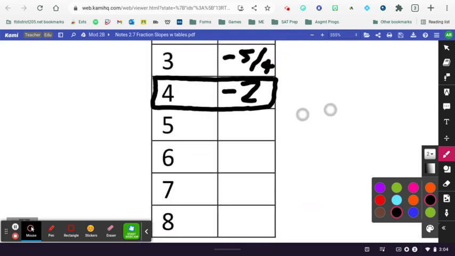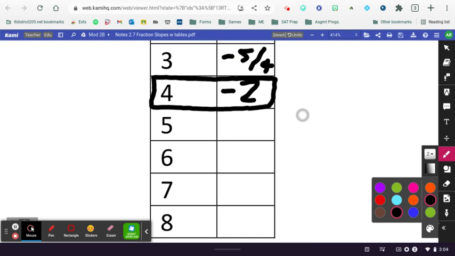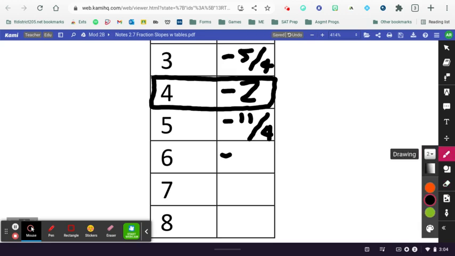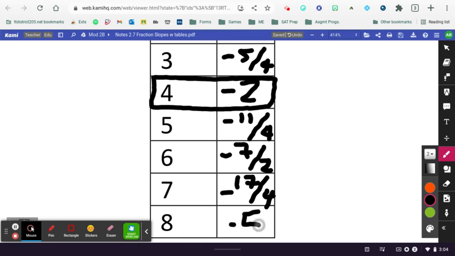After negative 2, subtract 3/4, and we'll have negative 11/4. Then we'll have negative 14. Oh, no, it's not going to be 14. It'll be negative 7/2 in your calculator. Then we'll have negative 17/4. And then we'll have negative 5. And we'll box that in because that's a nice number.